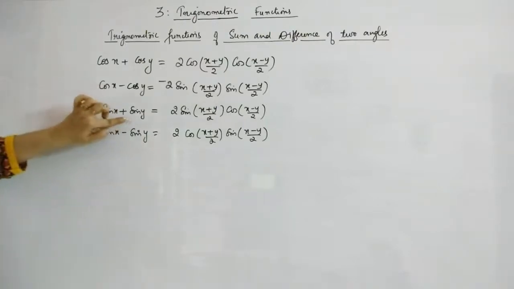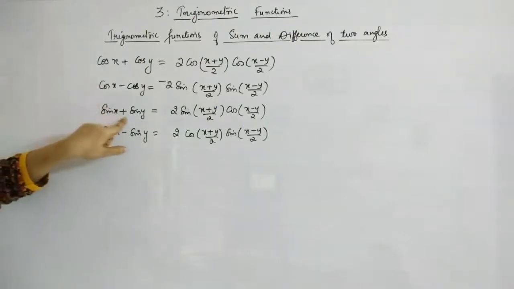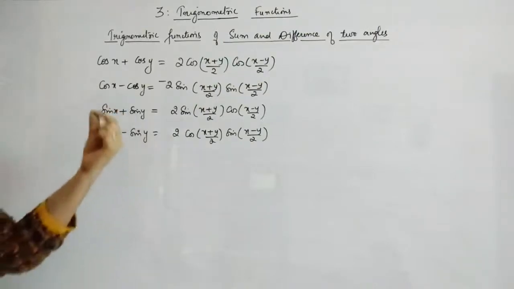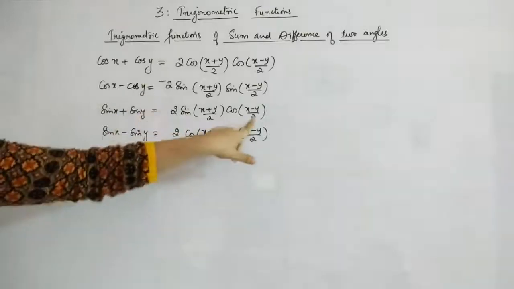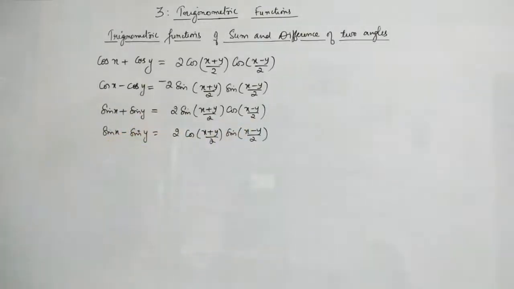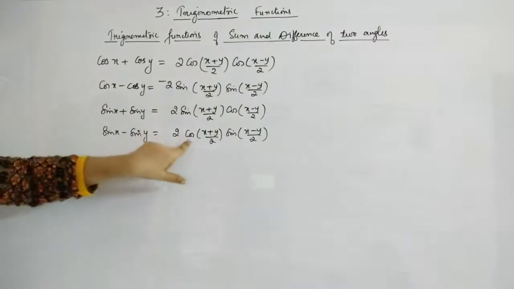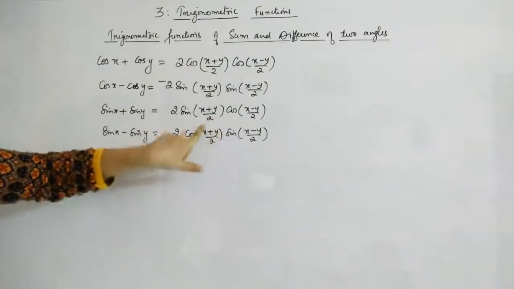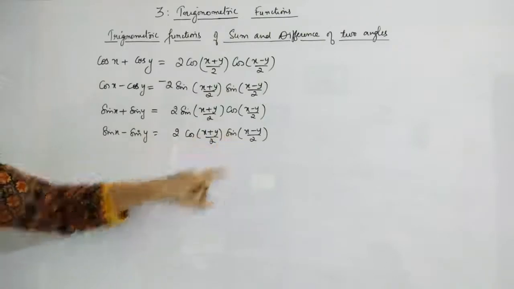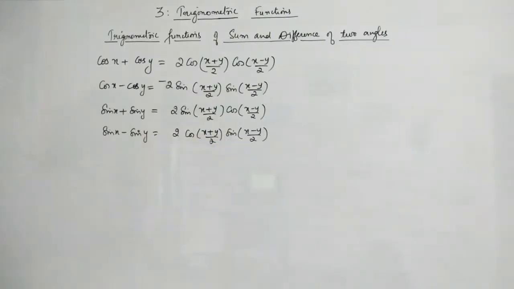Now when you have both the terms to be sine and in between you have positive, first you will have sine of the positive, that's the addition angle, and then cos of the subtraction angle. That means 2 sine of x plus y by 2, cos of x minus y by 2. And if you have in between negative sign, that is sine x minus sine y, then you have first cos and then sine. That means the positive angle will be coming first with cos and then sine of negative. That is 2 cos of x plus y by 2, sine of x minus y by 2.